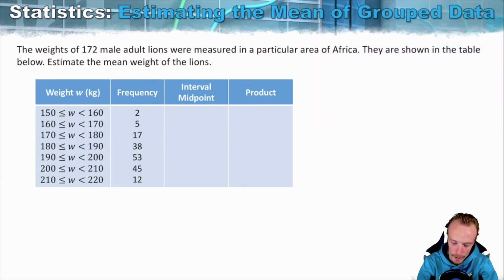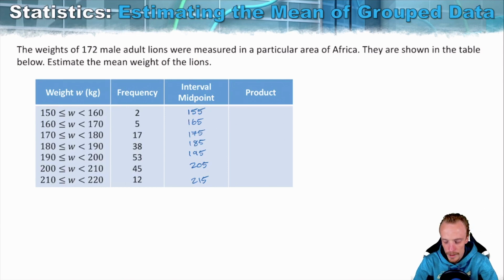So what we do here is we create this table and put an interval midpoint here of 155. And we apply that to the next one as well. We say these 5 lions, I have no idea what they are. They're somewhere between 160 and 170. So I'm going to assume that all 5 of them were 165. And then we continue with the interval midpoint for each one of these. So it'll be 175, 185, 195, 205 and 215.